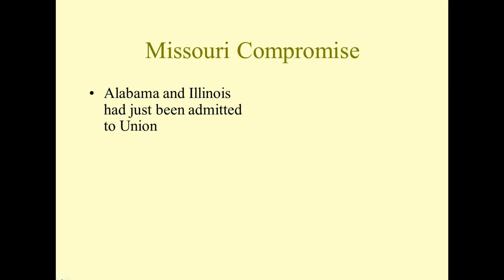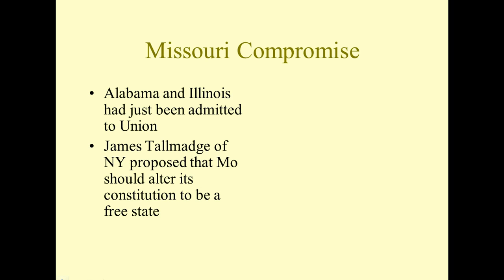Okay? If we move ahead here, we're going to see that under the Missouri Compromise, Alabama and Illinois had just been admitted to the Union prior to the Missouri Compromise. James Talmadge of New York proposed that Missouri should alter its constitution to be a free state.